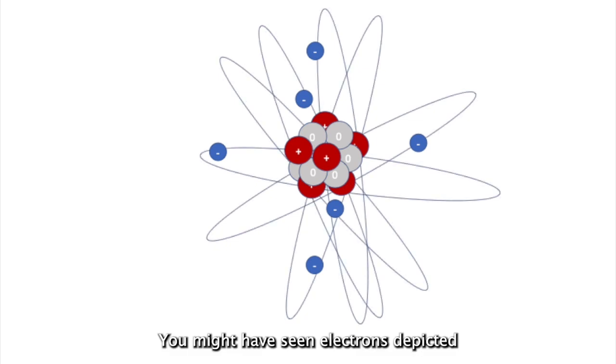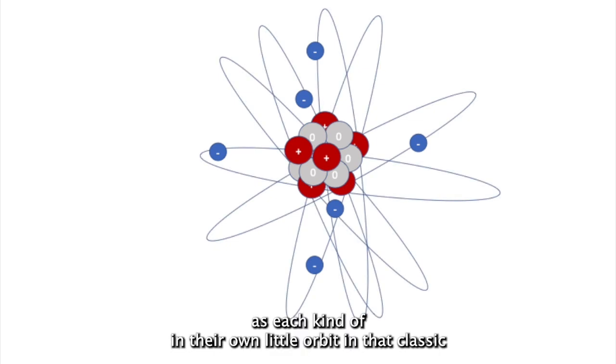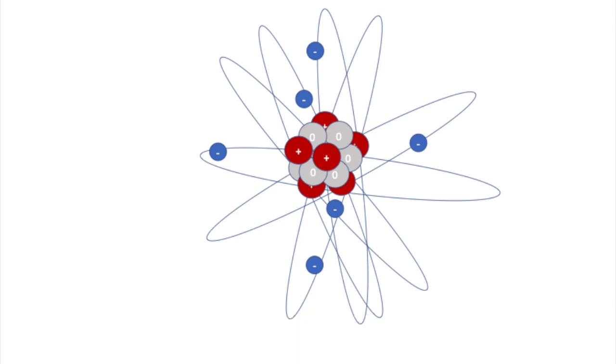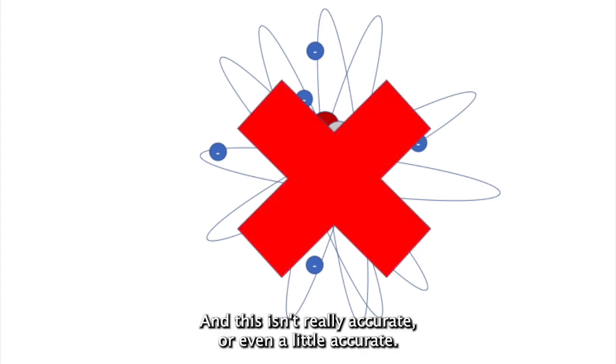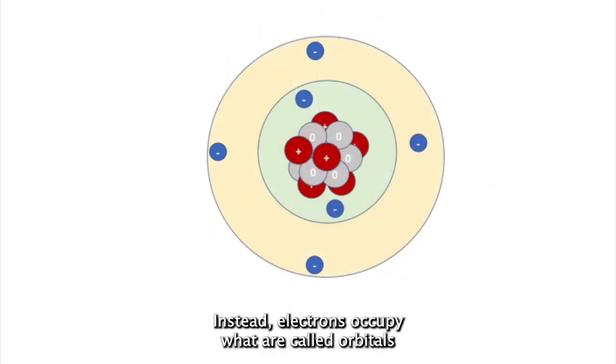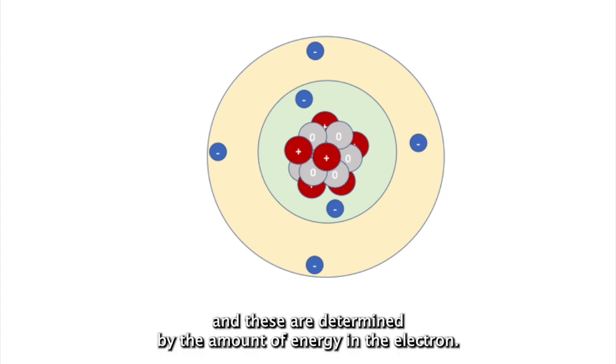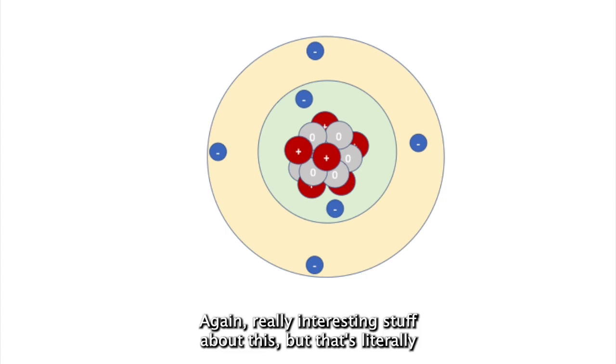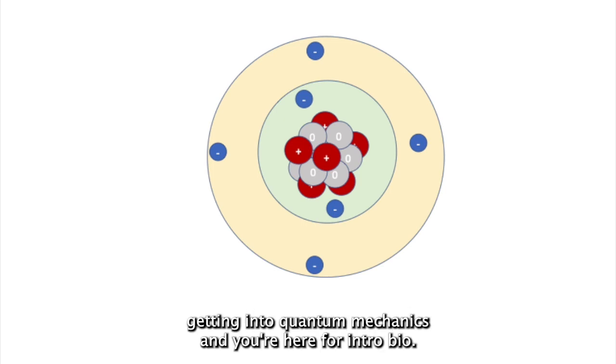You might have seen electrons depicted as each in their own little orbit in that classic retro atom design. And this isn't really accurate, or even a little accurate. Electrons do orbit the nucleus of the atom, but they don't do it in those nice individual paths. Instead, electrons occupy what are called orbitals, and these are determined by the amount of energy in the electron. Again, really interesting stuff, but that's literally getting into quantum mechanics, and you're here for intro bio.